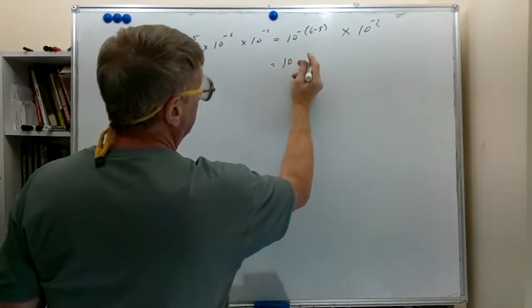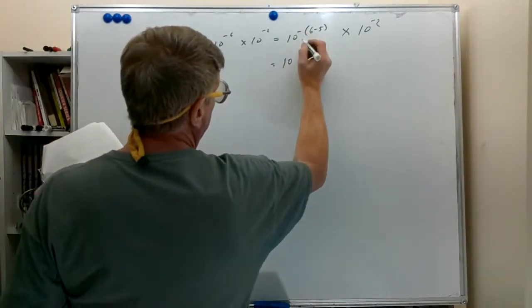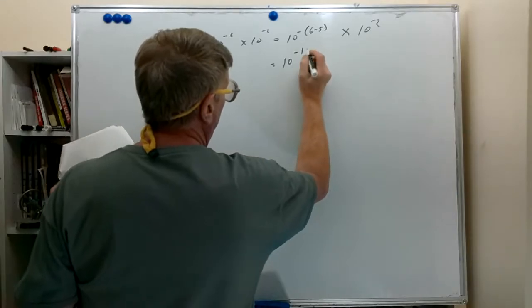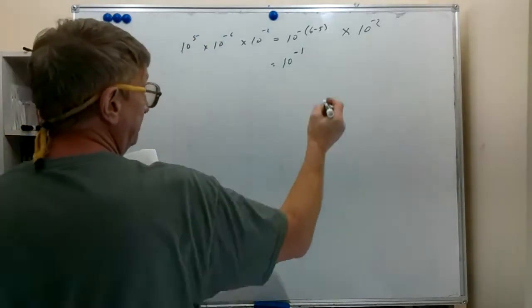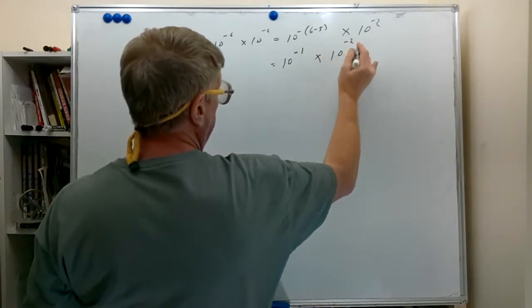10, 6 minus 5 is 1. That's what was in the parentheses. But we use the negative sign, so it's 10 to the negative 1 times 10 to the negative 2.